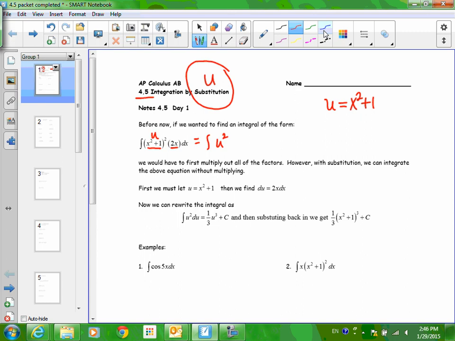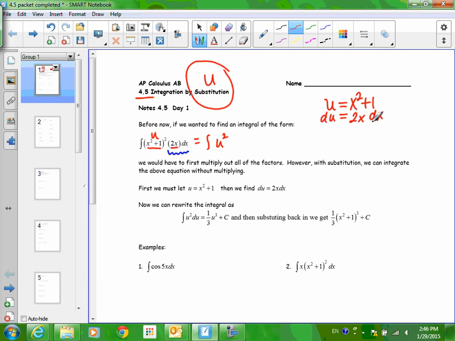Now, we do have an issue of some other stuff in the problem, and that is hopefully covered under du. So what we're going to do is we're going to take the derivative of this equation. All right, so there's always going to be two equations. One is u equals, and the next one is going to be du equals. Okay, and so we take the derivative of x squared plus 1, which is 2x. Now, I want you to write a dx after this, and I'm going to explain why.